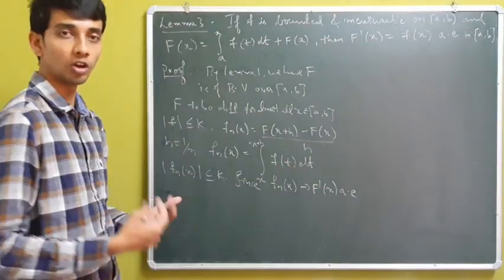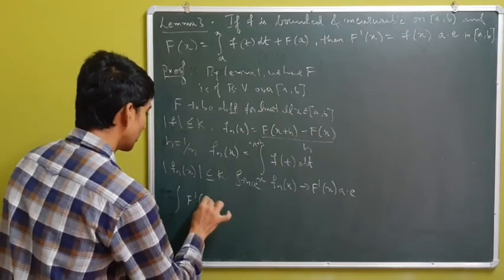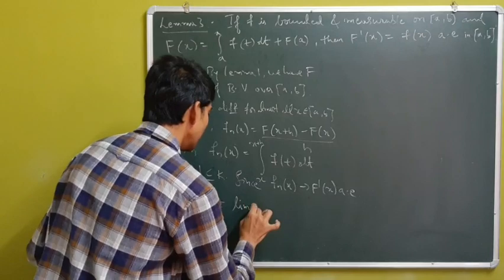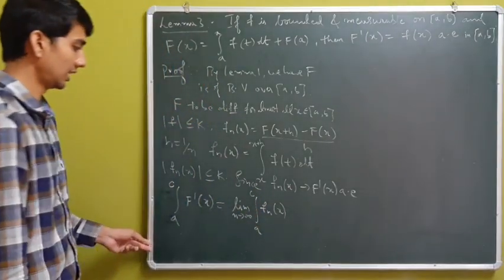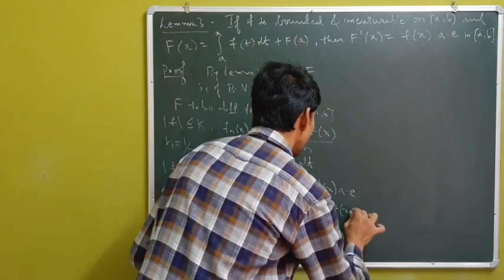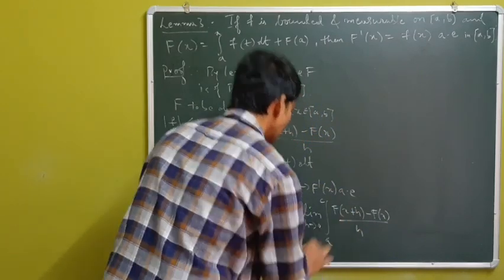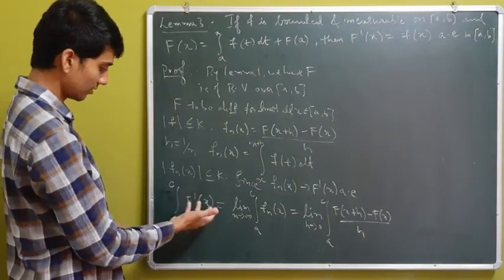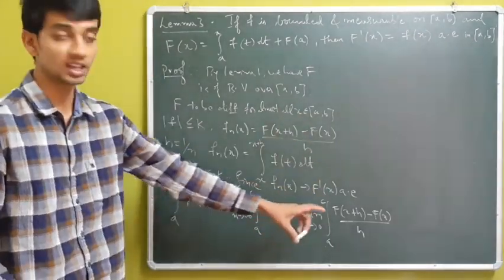So fn of x converging to f dash of x almost everywhere implies, by the bounded convergence theorem, that the integral of f dash of x over AC, say C a point in interval AB, is equal to the limit of the integral of fn of x over AC as n tends to infinity. And since fn of x is defined as (f of x plus h minus f of x) by h, this is the limit of the integral of that over AC as h tends to 0.